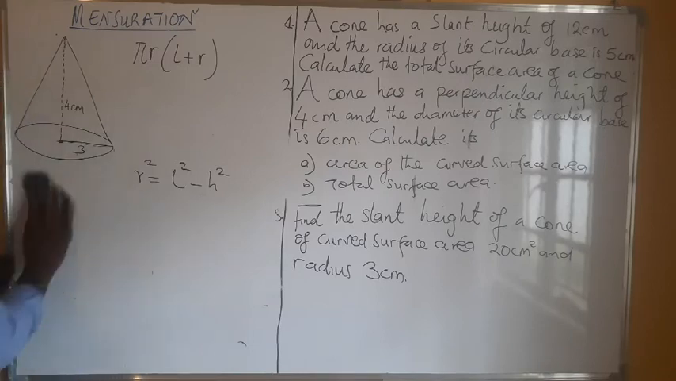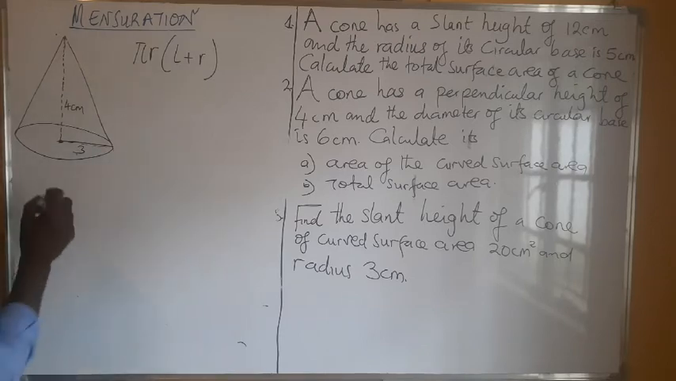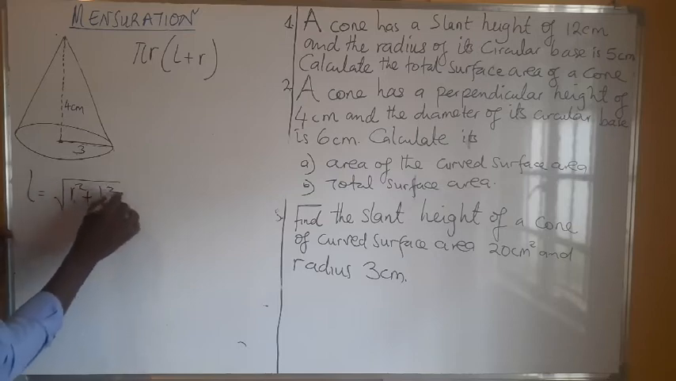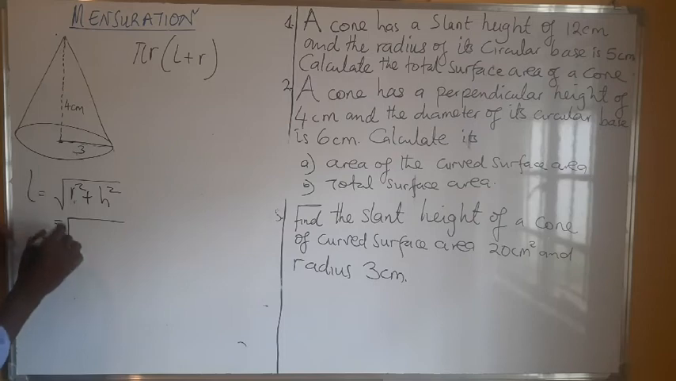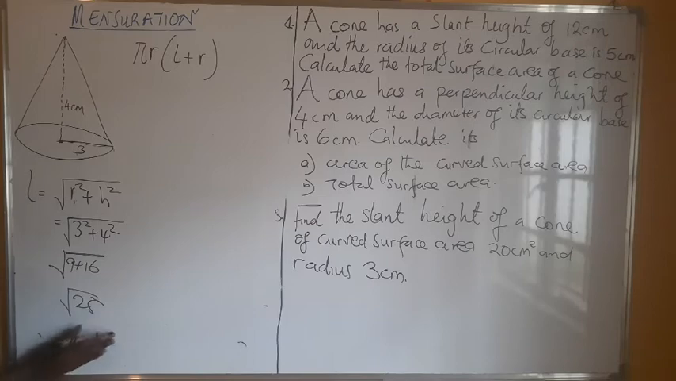Okay, so in our case, the formula that we are going to apply, we said L is equal to the square root of R squared plus H squared. This goes to the square root of 3 squared plus 4 squared. This goes down as 9 plus 16, and this gives us 25. The square root of 25, you can use our calculator. It will give us 5.